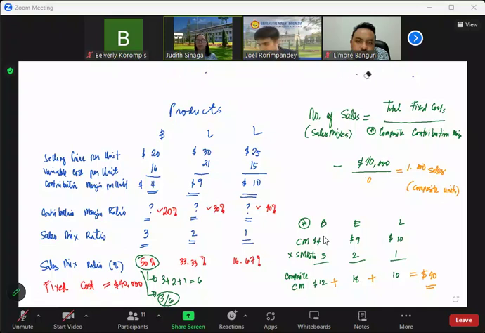Okay, we proceed to computing the individual break-even point. Let's make how many tables? 1, 2, 3, 4, 5, 6. I need to erase some of this so we have space to compute.